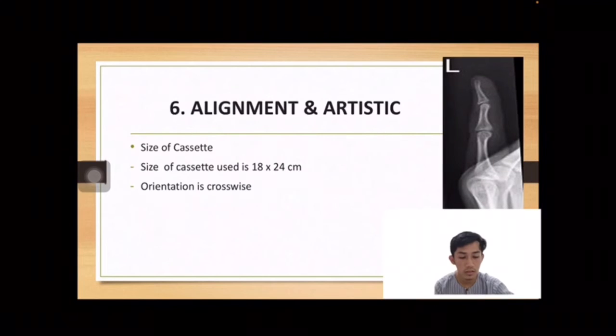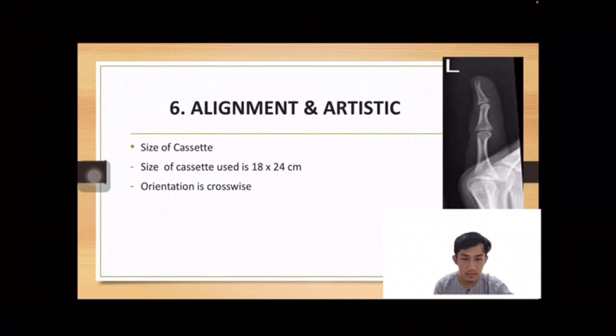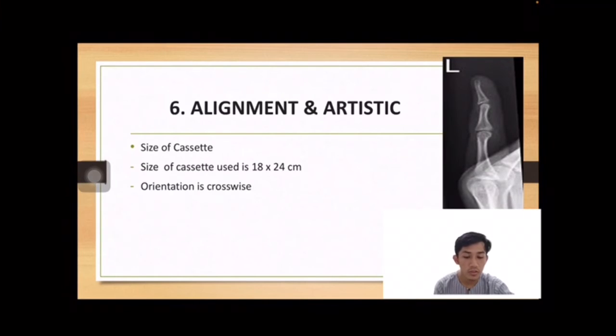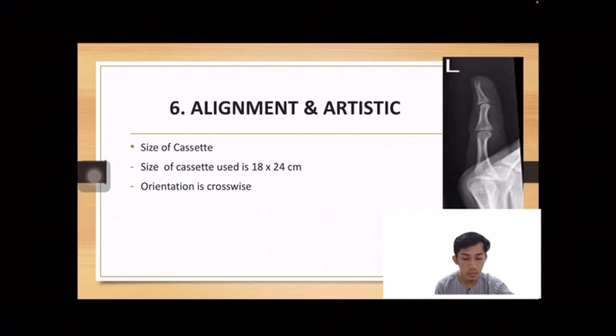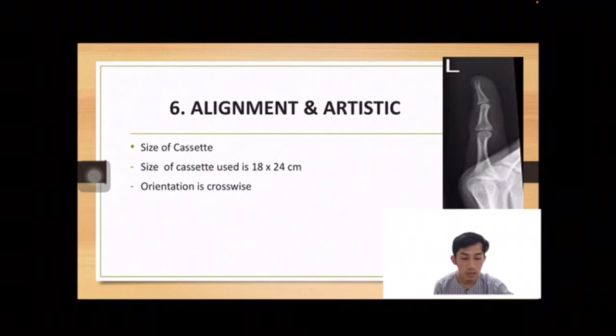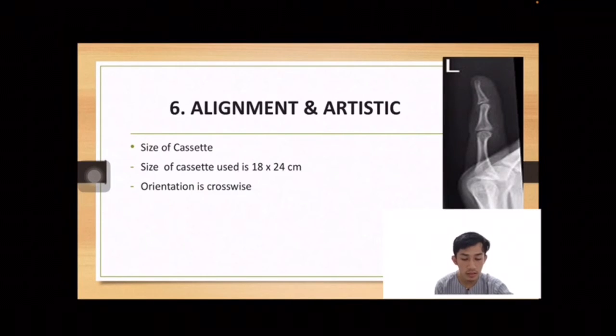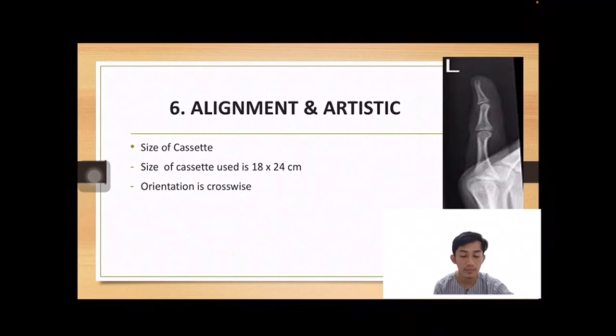The next slide is for the alignment and artistic. For the alignment, we use the smallest size of cassette, which is 18 times 24 cm, for this radiograph. For the orientation, we use crosswise.